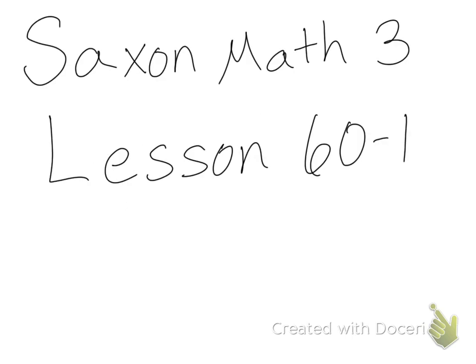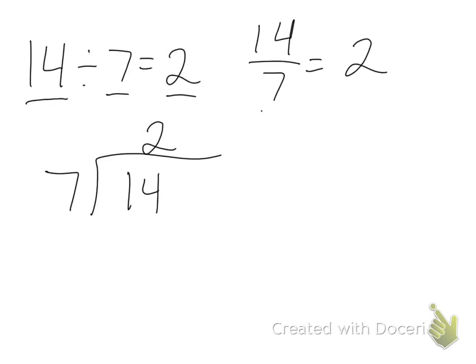What about if I did 21? If I wanted to find how many groups of 7 are in 21, I would do 21 divided by 7, which, as we learned in a previous lesson, equals 3.